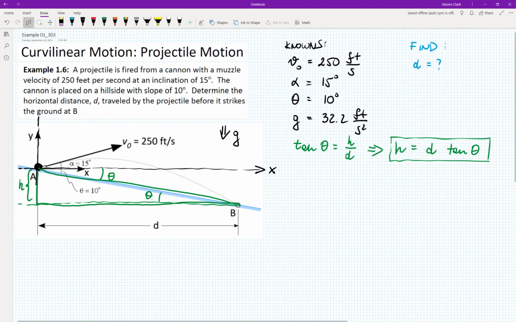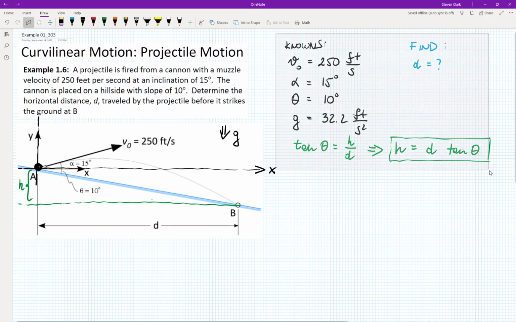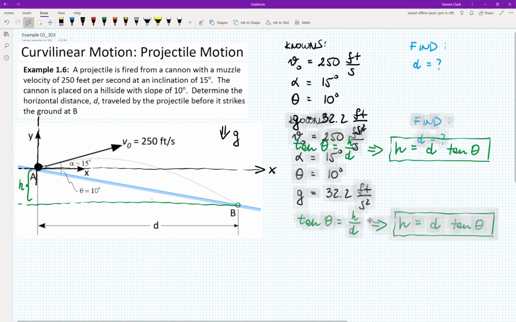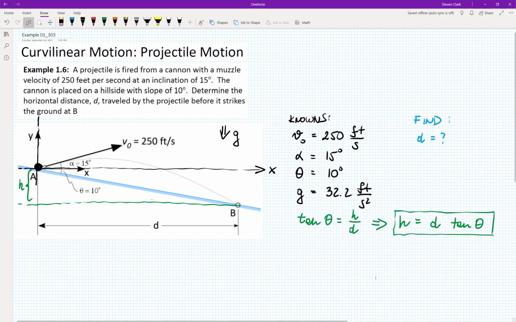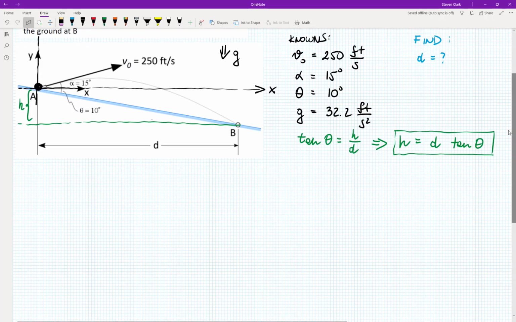Let me get rid of this green triangle. We don't need it. And this is how I solve these problems. Solution. So I'm just going to express the motion in the x and y directions separately, yes? So let's focus first on the x direction.